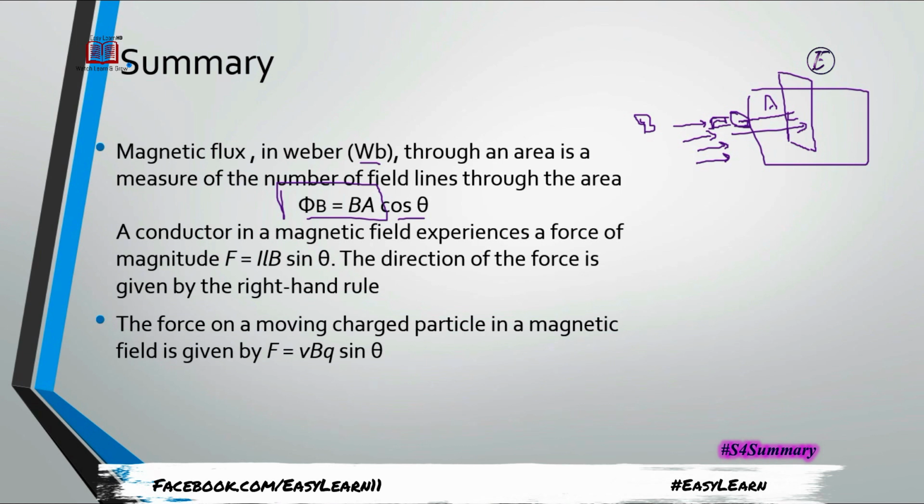A conductor in a magnetic field experiences a force of magnitude F equals ILB sine theta. The direction of the force is given by the right hand rule. Suppose a magnetic field is applied into the page, shown by crosses, and the conductor is connected with positive and negative terminals, so current starts flowing through it. What is the direction of the force? It is understood that it will experience a force, either on this side or this side.